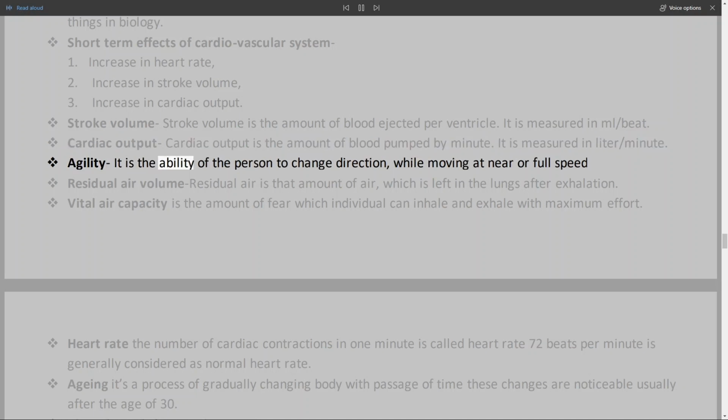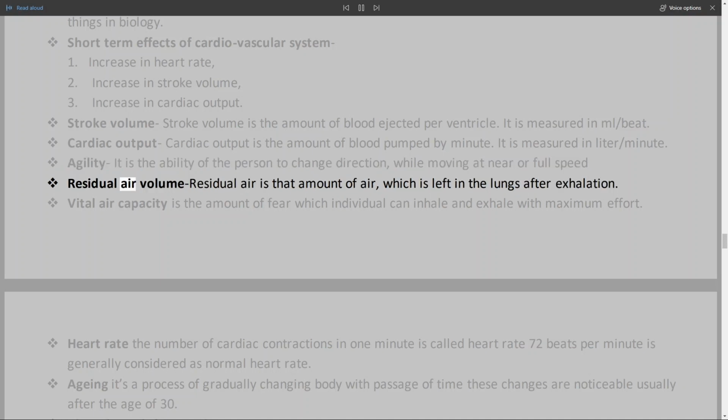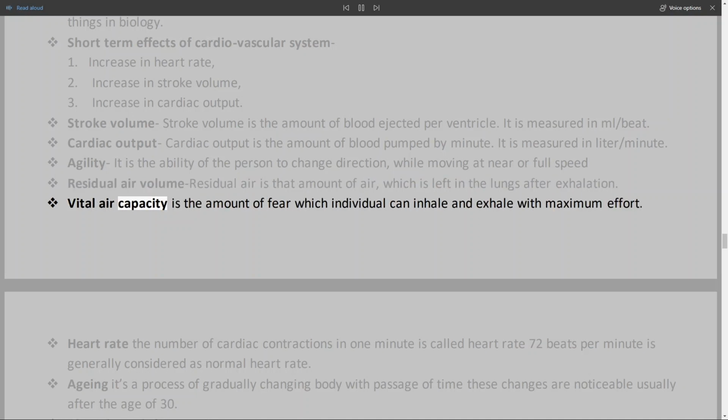Agility is the ability of the person to change direction while moving at near or full speed. Residual air volume is that amount of air which is left in the lungs after exhalation. Vital air capacity is the amount of air which an individual can inhale and exhale with maximum effort.